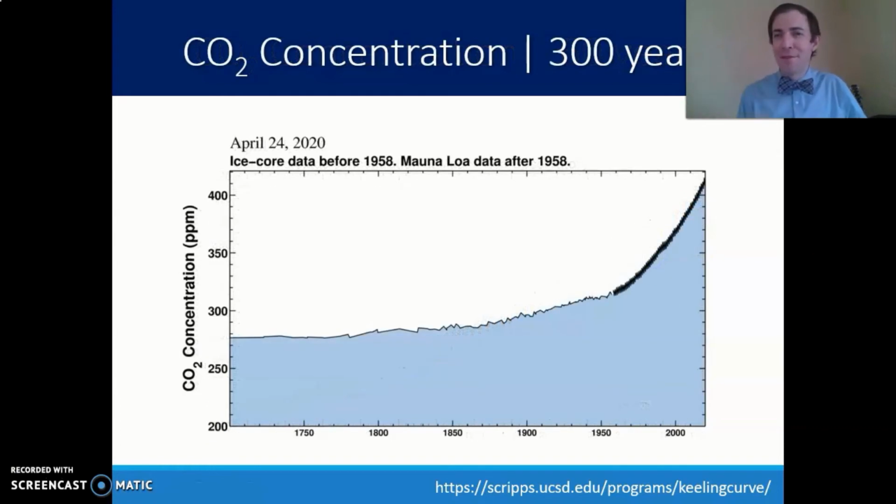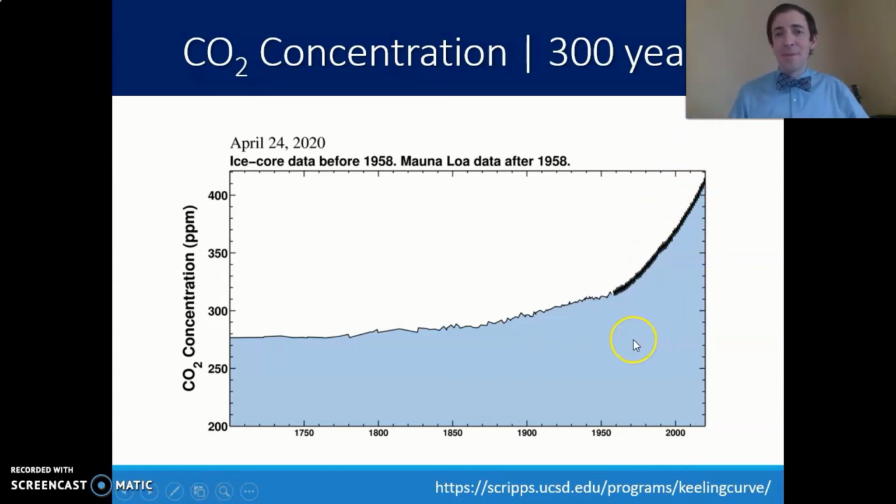If we zoom back even further, and we can do this by using some ice core data, we can go back even farther, all the way here for 300 years. And we can see that before that, the concentration was even lower. It goes down to about 275 parts per million. And this is known as the hockey stick graph, where it's pretty flat for a long time.